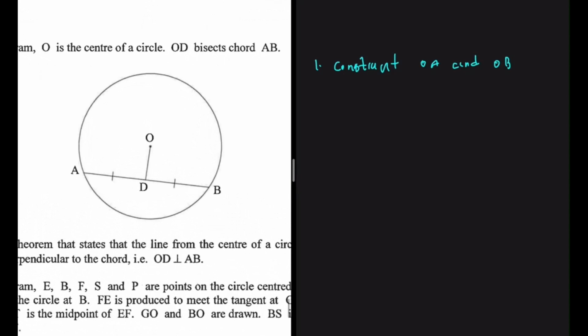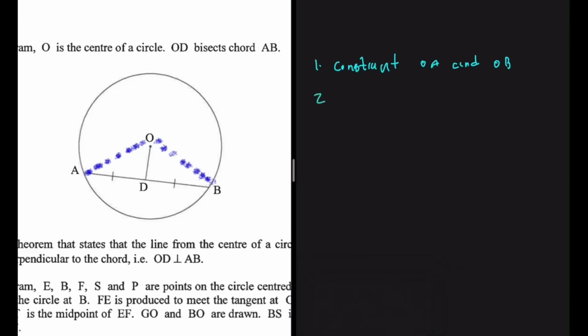We need to prove that a line from the center that bisects the chord is perpendicular to the chord. We're going to do that in 3 easy steps. So step number 1 is to make some construction. Let's go ahead and construct OA and OB. Let me show you what I'm talking about. So we are going to join OA here. Let me just do that real quick, and then we're also going to join OB.